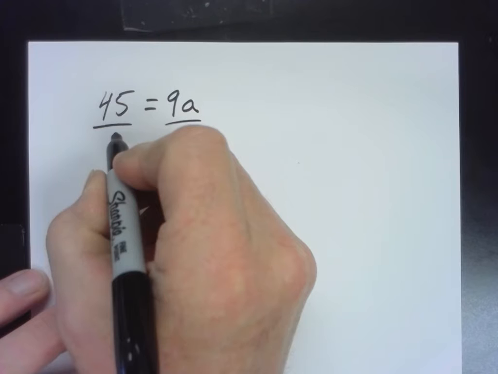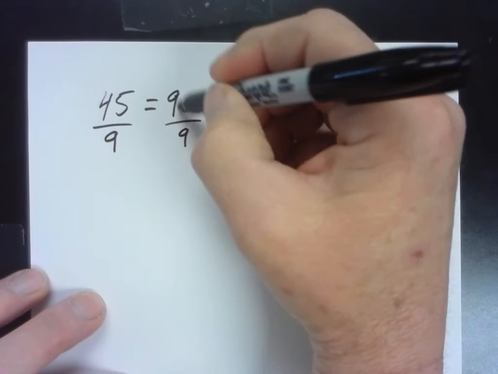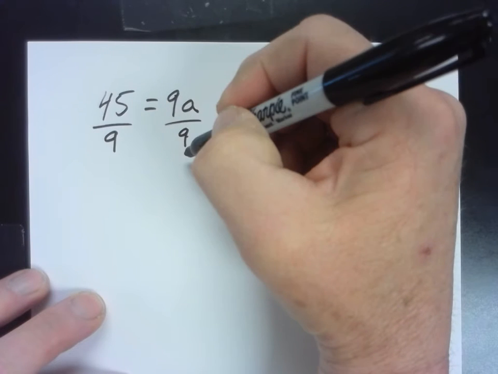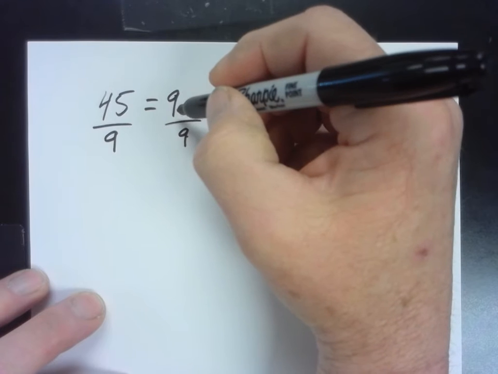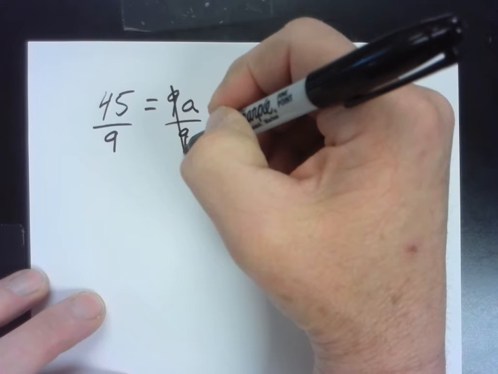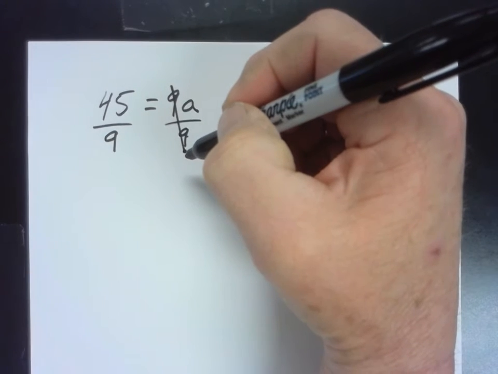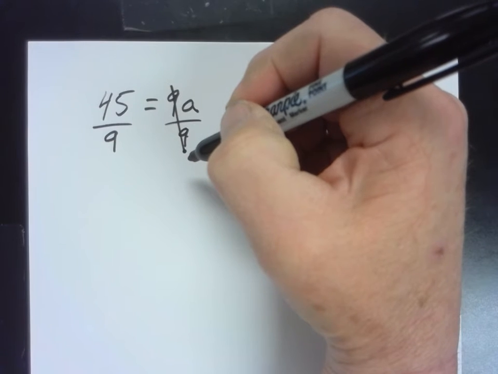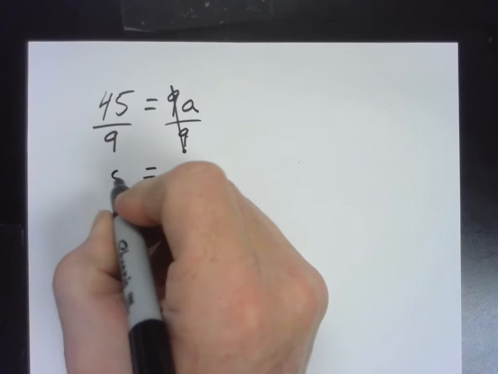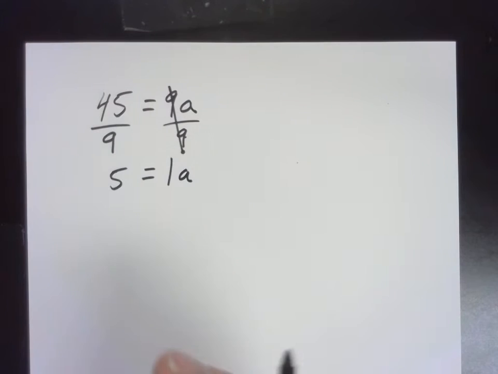And what happens here? Is that gone? Yeah, it's a 1. So I still cross it out like this, but it's not gone. It's a 1. That's a big, big difference, guys. So 5 equals 1 times a. That's what your work's going to look like. Okay?